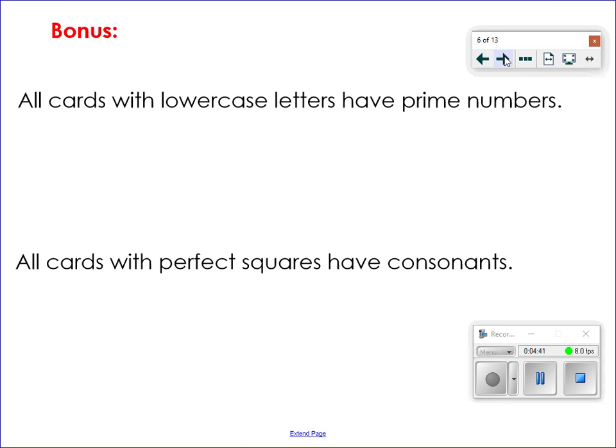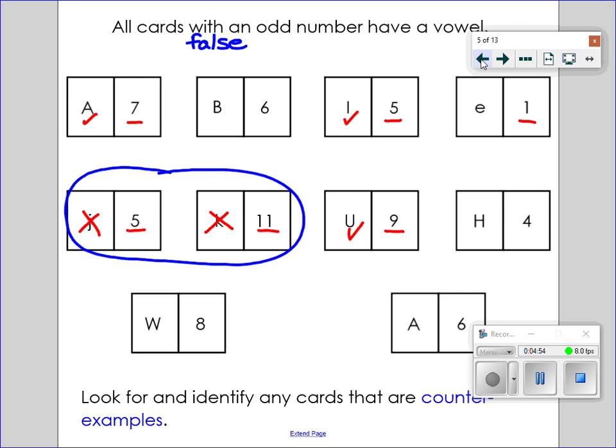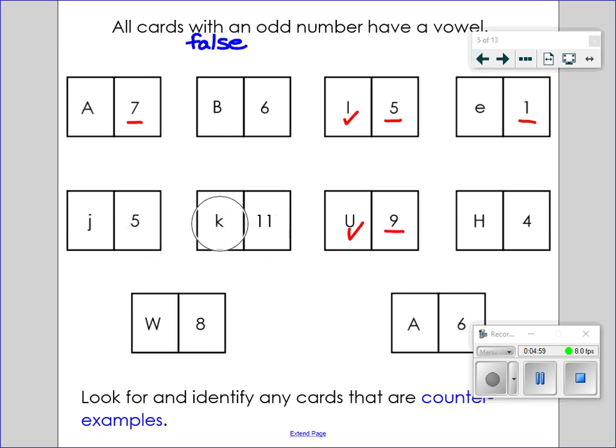Okay, this time we're going to see if we can use what we've learned about prime numbers to find counterexamples to this statement. All cards with lowercase letters have prime numbers. Okay, first of all, let's remember what prime numbers are. Think about that for a minute. How would you define a prime number? Prime numbers have only two factors, 1 and themselves. Okay, so let's look for prime numbers.